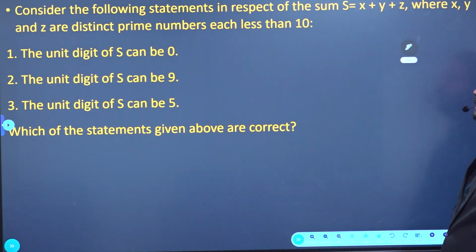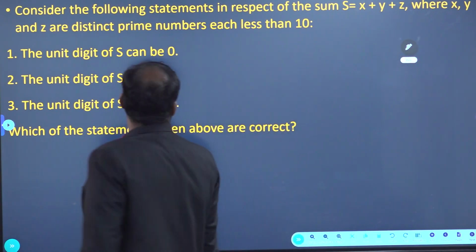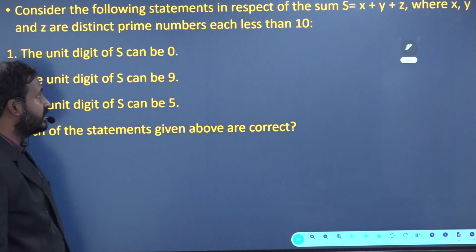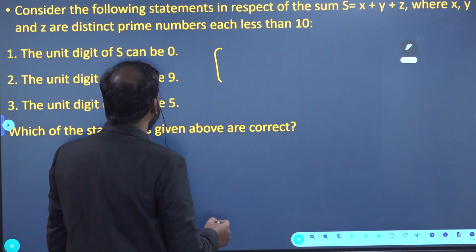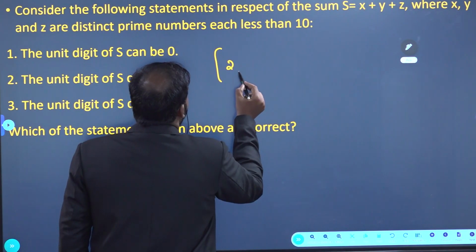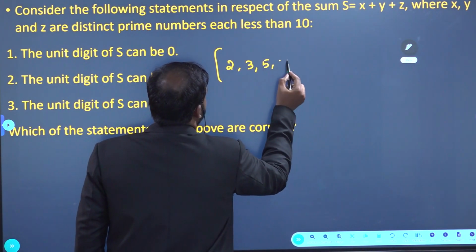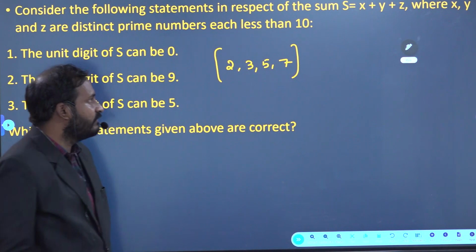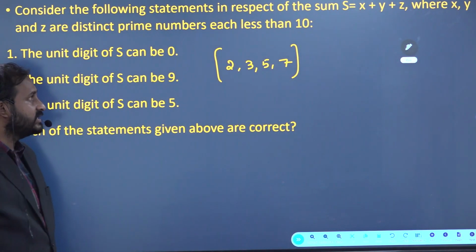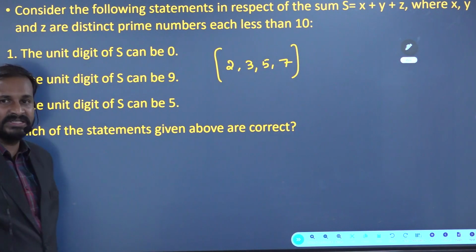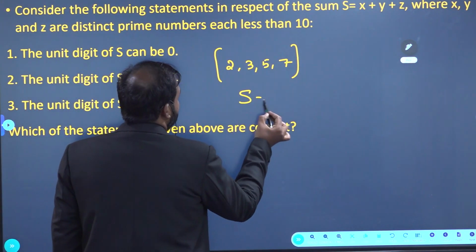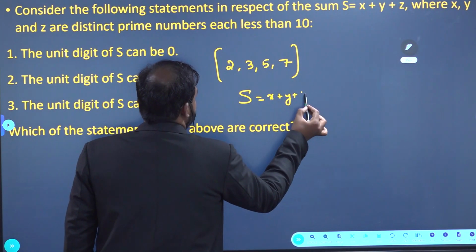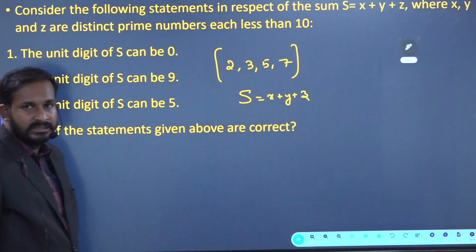Consider the following statement in respect of the sum s is equal to x plus y plus z, where x, y and z are distinct prime numbers, each less than 10. So first of all, tell me what are the prime numbers less than 10 which we have? 2, 3, 5 and 7. What they are telling us is x, y, z are distinct prime numbers. That means we should take definitely different prime numbers for x, y and z. So s is the sum of x plus y plus z. That means sum of any three among these four.